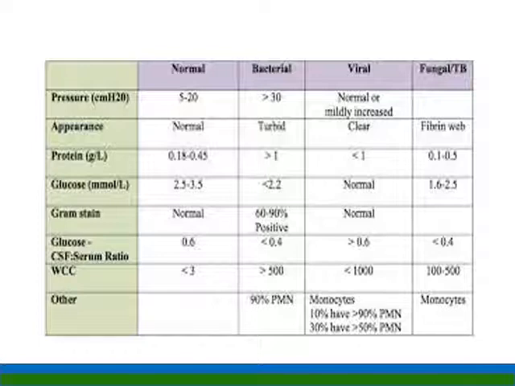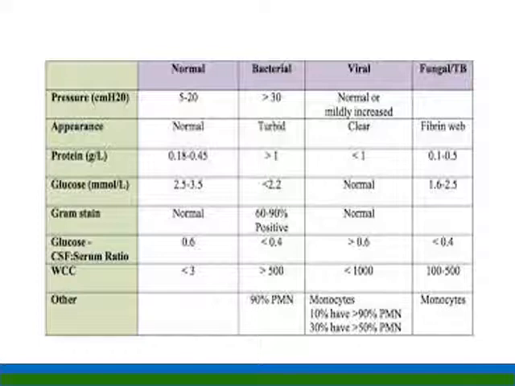Normally the CSF pressure is 5 to 20 and the appearance is normal, clear. Protein is 18 to 45, glucose is 2.5 to 3.5, and there are fewer than 3 WBCs. But in case of bacterial infection, the pressure is raised and it appears turbid, and you will have raised protein, low glucose, positive gram stain, and increased WBCs. Generally they are PMN cells.